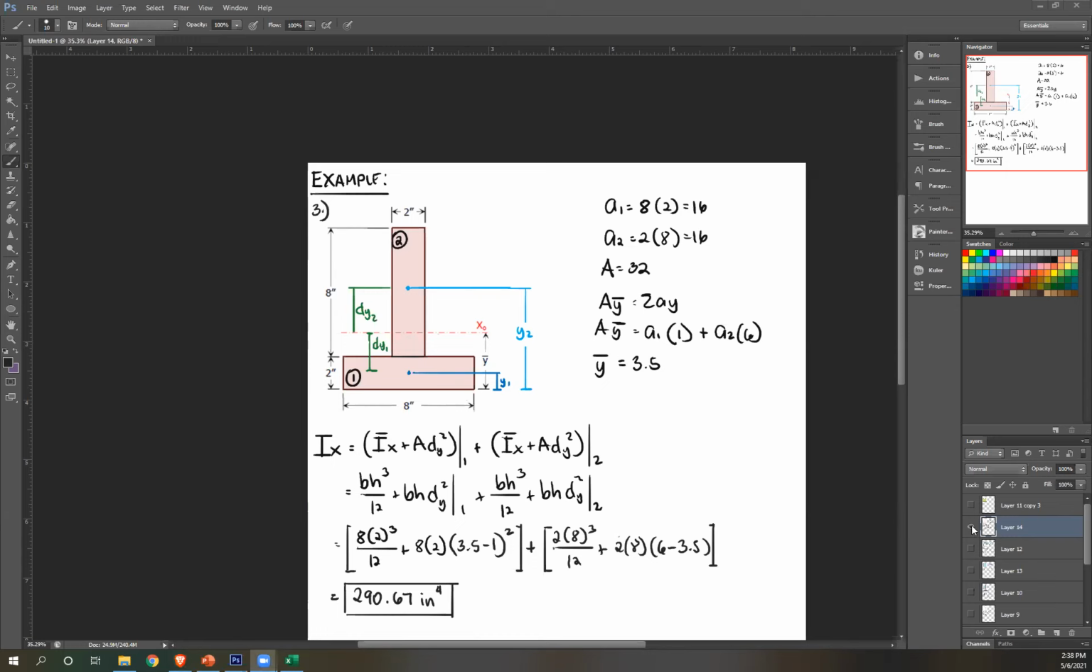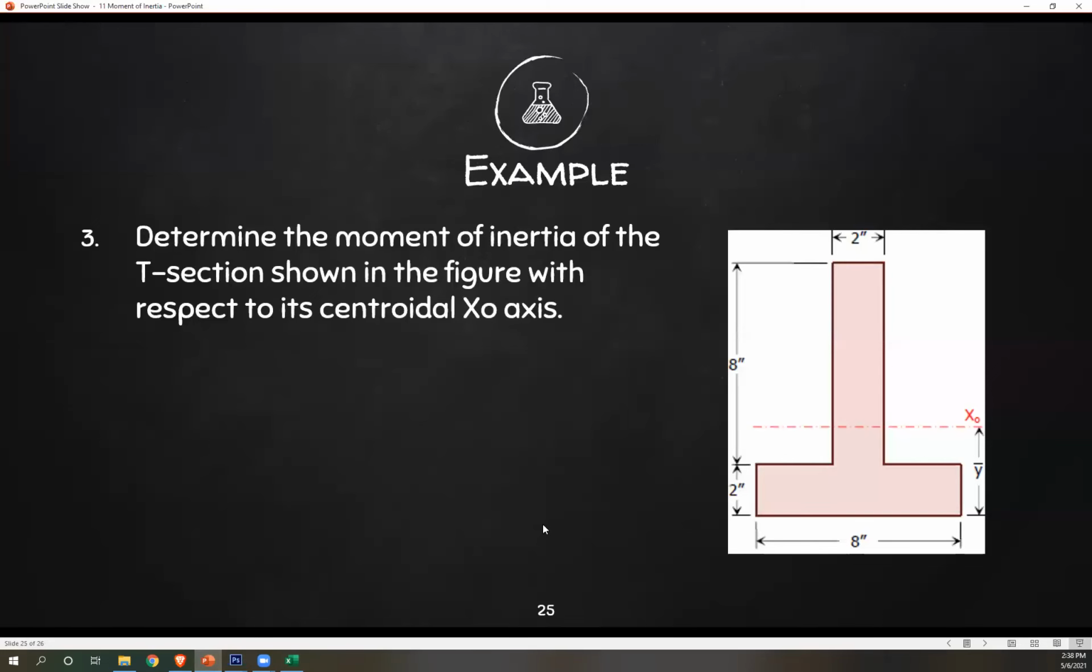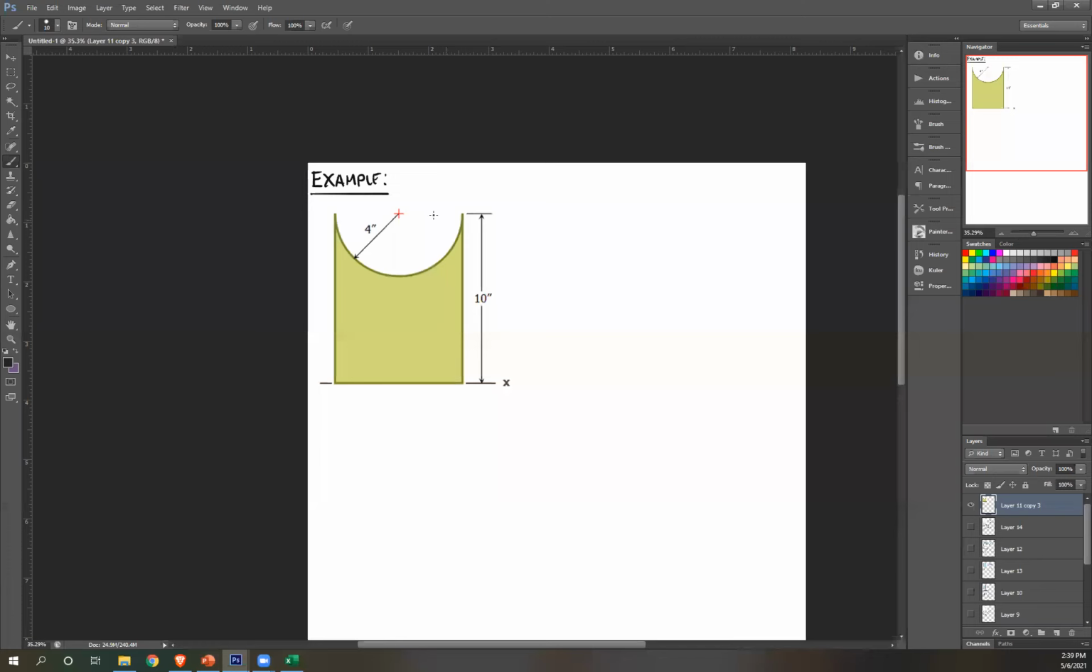Okay, since you don't have any questions, let's move on to the last example of this term. Number 4. Find the moment of inertia about the indicated x-axis for the shaded area shown in the figure. So we have another empty space. We have a rectangle and your semicircle. Same thing as we did earlier, let's get the moment of inertia of each and then subtract the empty space. So let's start with the rectangle.